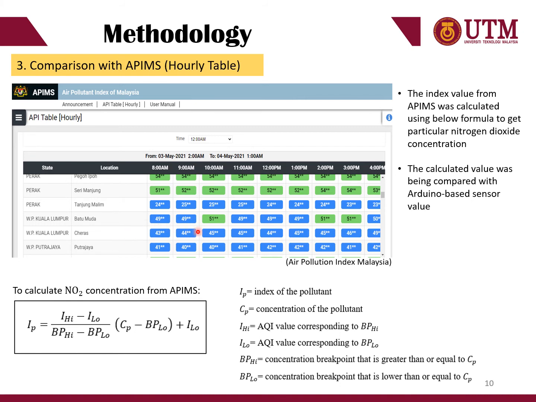From this index of APIMS value, the value was calculated using this formula to get a particular nitrogen dioxide concentration. So this APIMS value is the IP, the index of the pollutant, which is then calculated to get the concentration of the pollutant, which is CP.